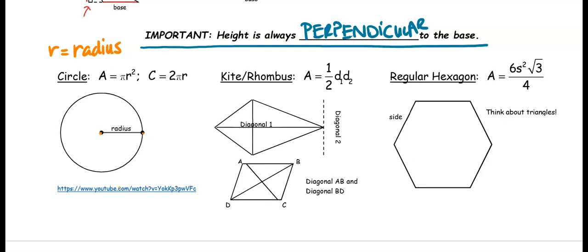The other one here is the circumference. The circumference is 2 times pi times r. And some people just instead like diameter times pi, but it doesn't matter. Again, they both represent the exact same thing.